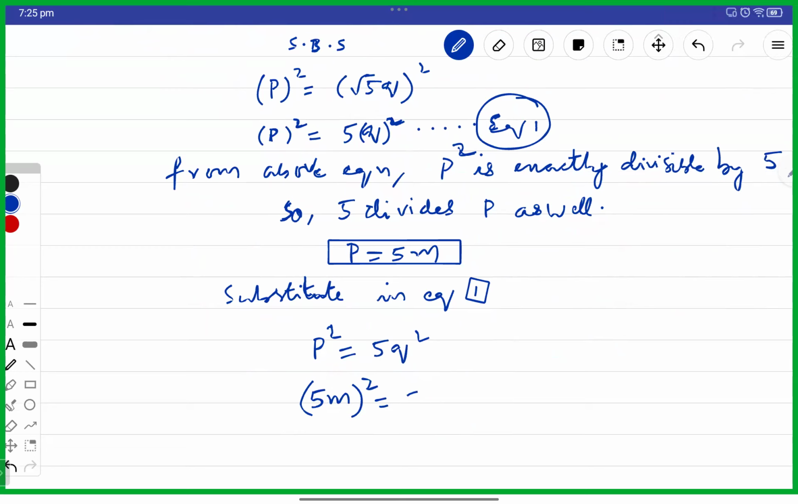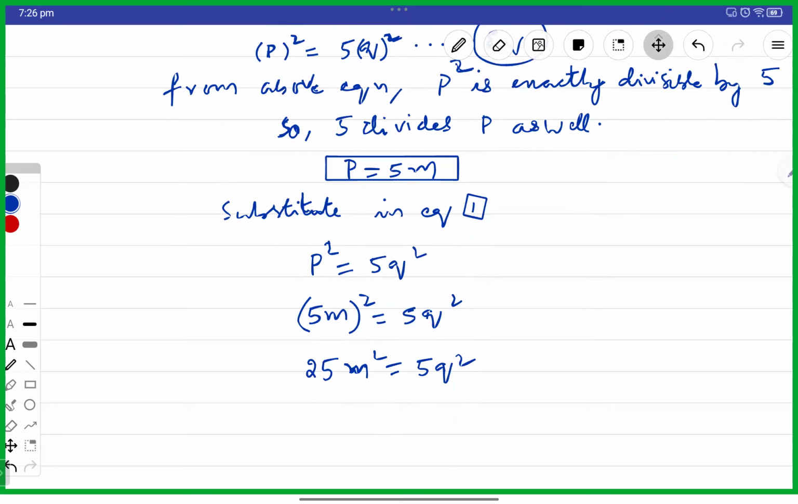5m whole square is equal to 5q square. So 5m whole square, what will it become, Hasini? 25 m square. Yes, Hasini. Which is equal to 5q square.